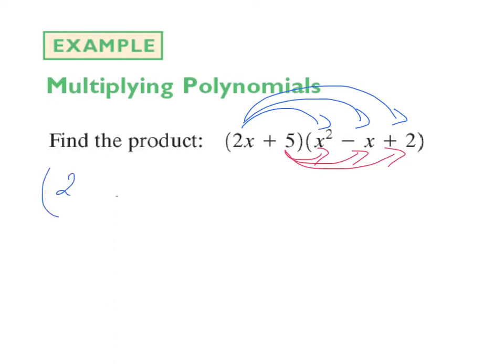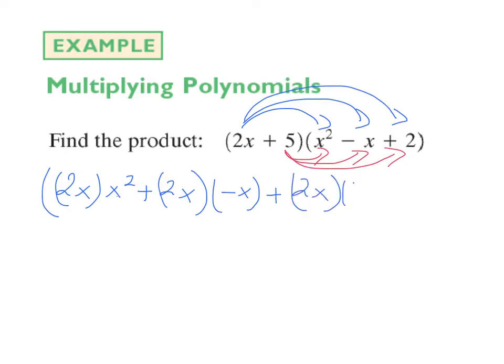Well, I said 2x times x squared plus 2x times negative x plus 2x times 2, plus, now I'm talking about this one here, 5 times x squared minus 5 times x, plus 5 times 2.